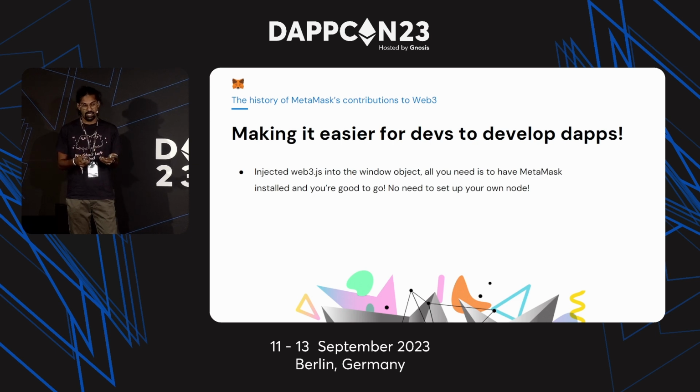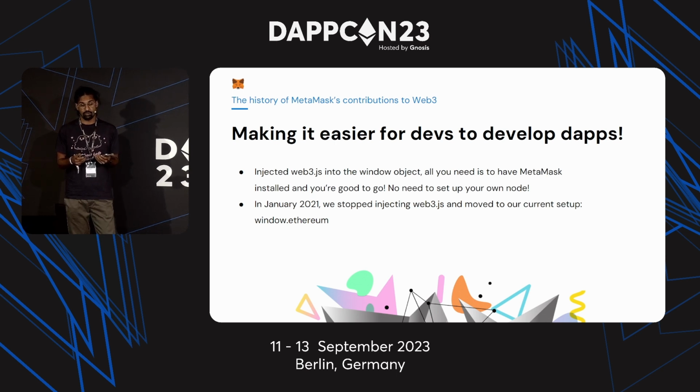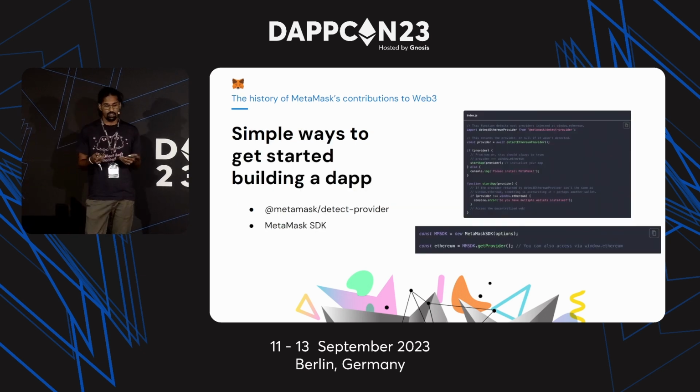Injecting Web3 JS into the window object was a way to make it easier for developers to just start making dApps. What was the next step? In January 2021, we stopped injecting Web3 JS and moved to our current setup, window.ethereum. So we currently have two ways to get started building a dApp. We have our MetaMask Detect Provider package, and we have our MetaMask SDK, which is a bit more robust.